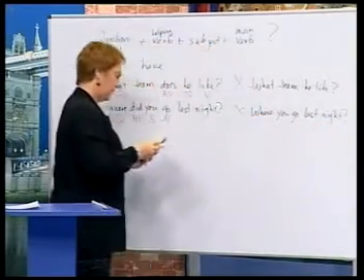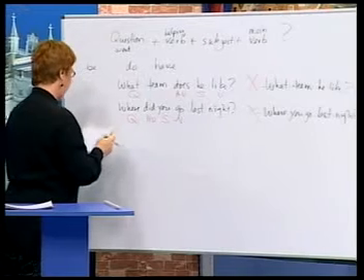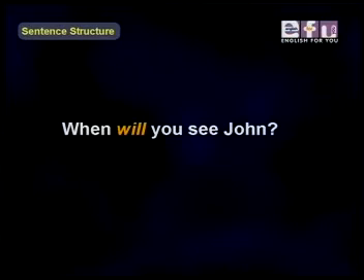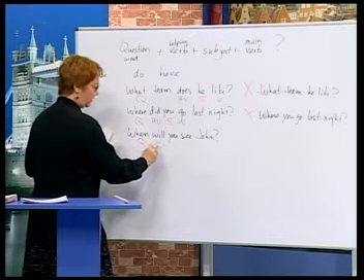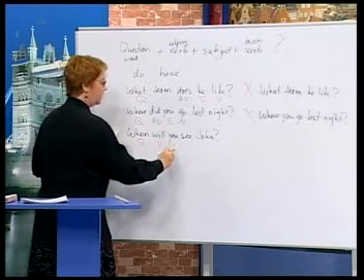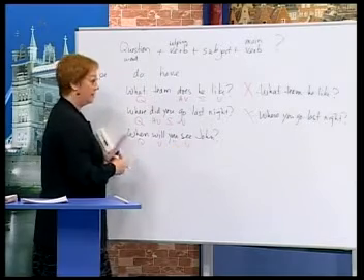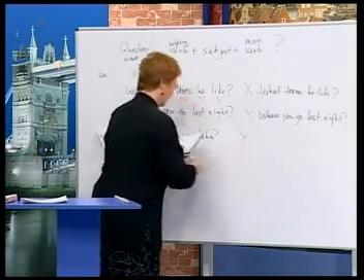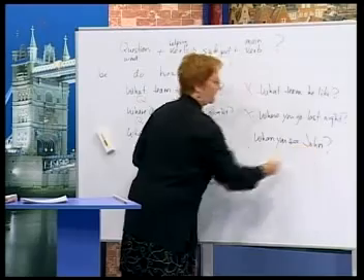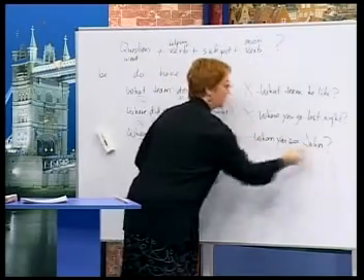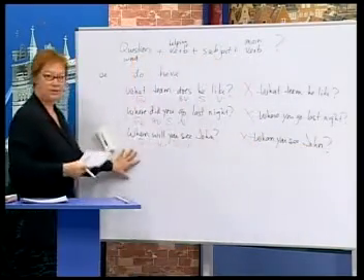All right? Okay? And here's another example. When will you see John? You've got the question word, you've got will, which is actually part of the verb, the subject, and the verb. You cannot say when you see John. Okay? This you cannot do. This is how you're supposed to do it.